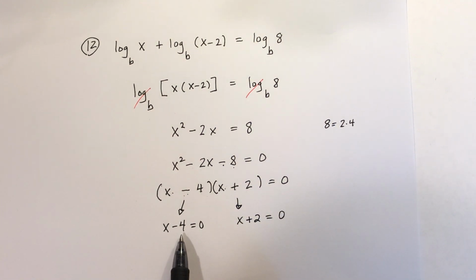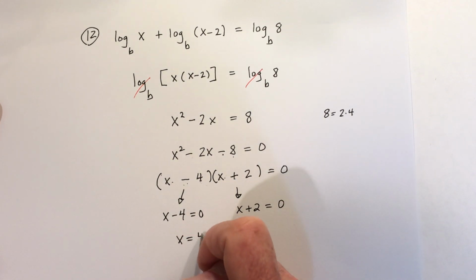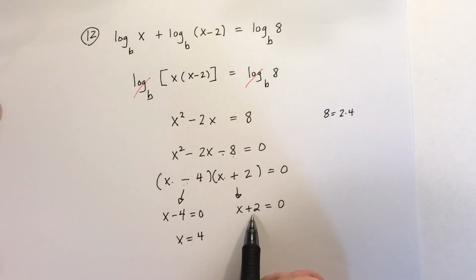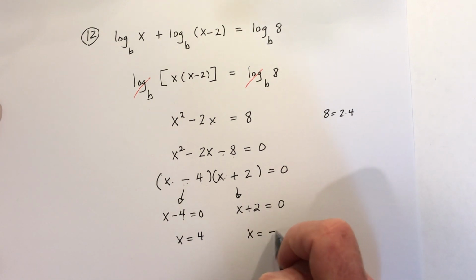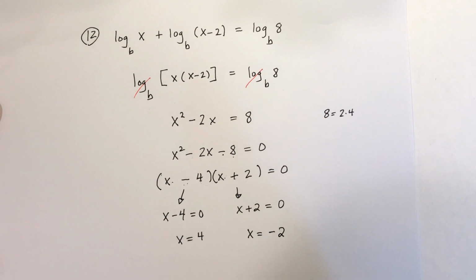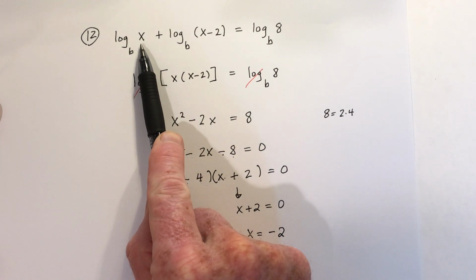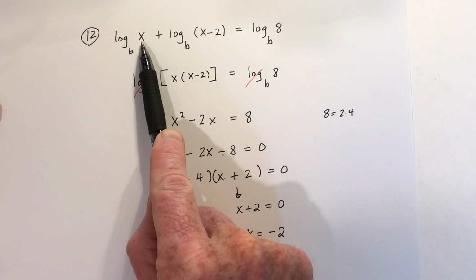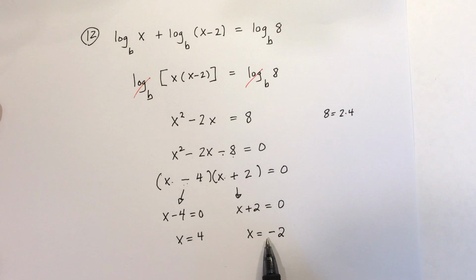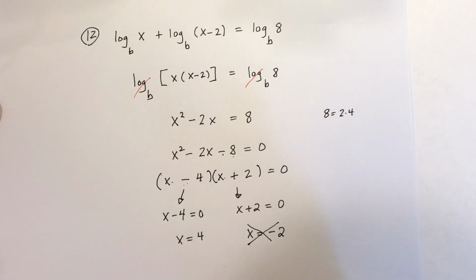So with this one, we just need to add 4 to both sides, so we get the answer x equals 4. And for this one, subtract 2 from both sides, so x equals -2. Now if you go back to the problem, with logarithms, this cannot be negative and this cannot be negative. Well, one of the answers we got was x equals a negative. That one is not actually a solution. So only the positive one is the solution.